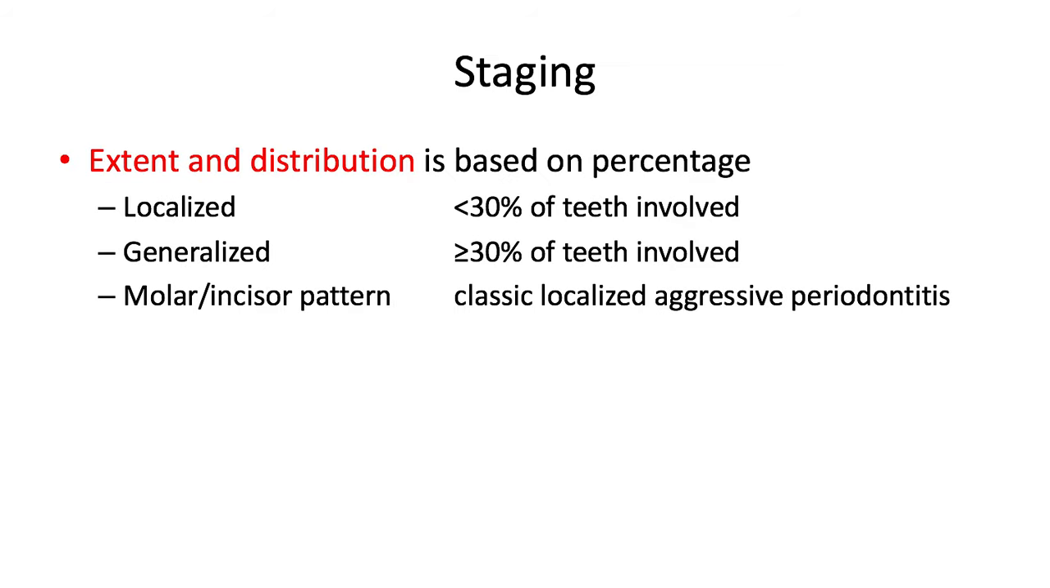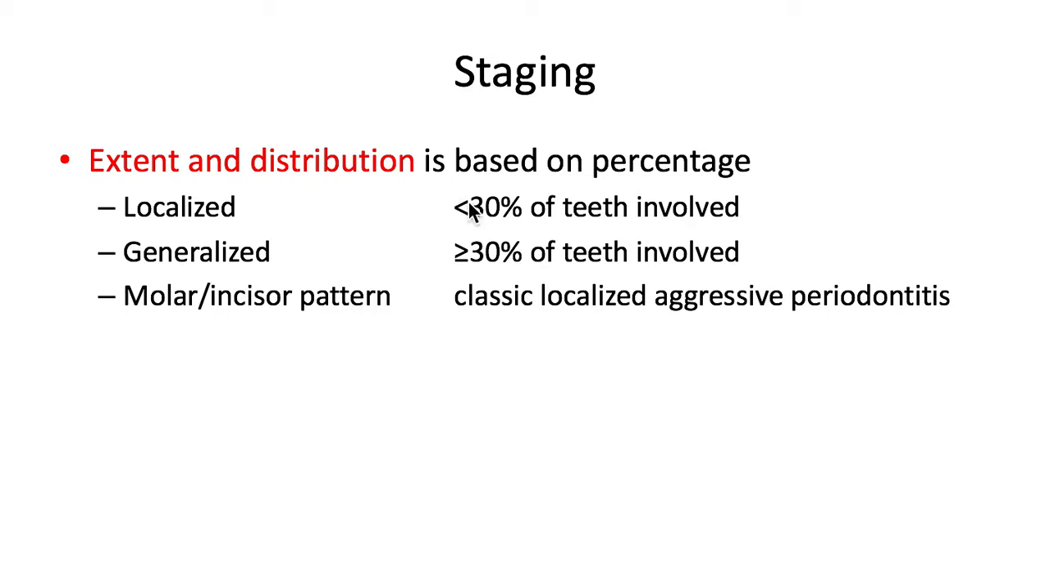And the last thing that goes into staging is extent and distribution. And this is based on the percentage of teeth that are involved in that severity or complexity. So if the patient has a localized extent and distribution, that means that less than 30% of their teeth are involved in that severity or complexity. Generalized means that 30% or more of their teeth are involved at that severity. And a molar incisor pattern is a very specific pattern where only incisors and molars are included. And this is kind of our classic localized aggressive periodontitis.